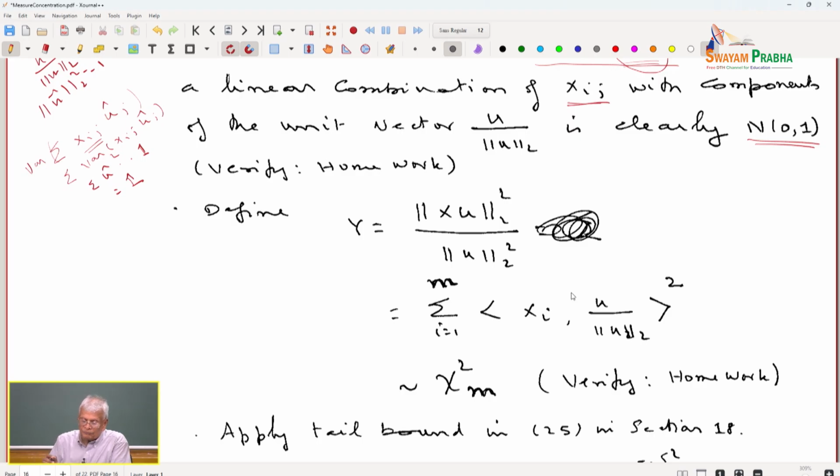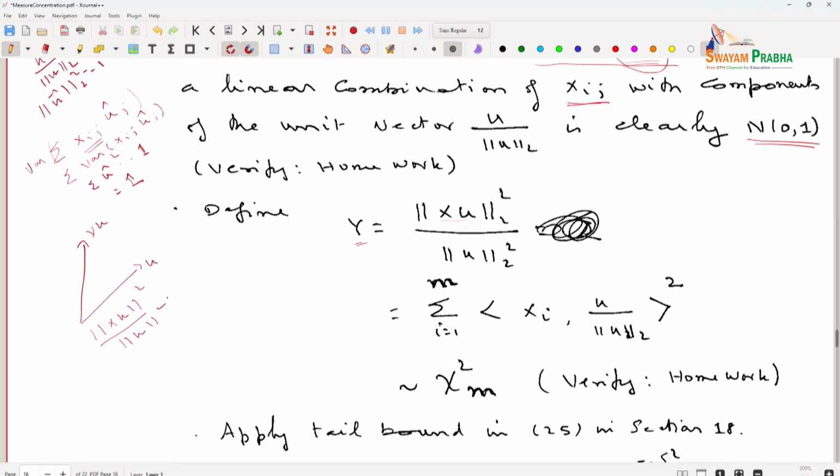Now I am going to define a new random variable y, which is equal to the square of the norm of xu, divided by the square of the norm of u. So what is it that we are trying to measure? Please remember, u is a vector, and xu is another vector. I am trying to get the ratio of the squared length of the vector xu to that of u. This measure is the amplification of the vector u by the transformation x.